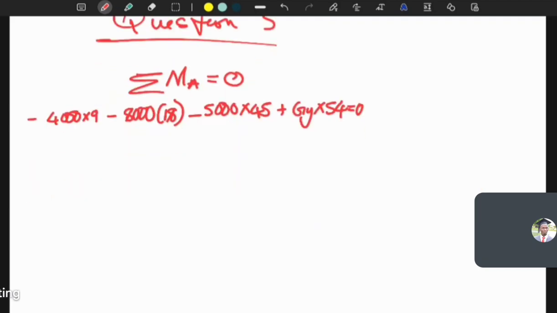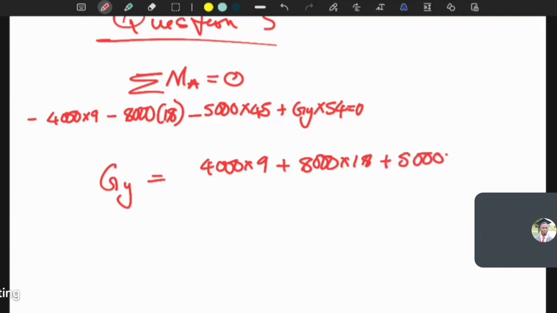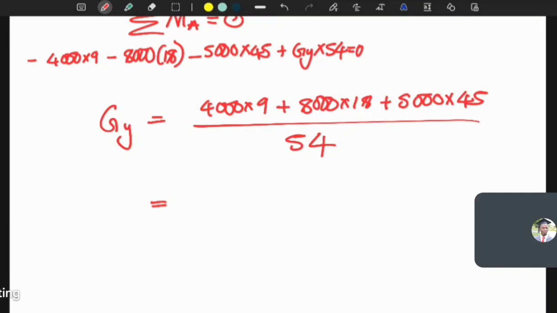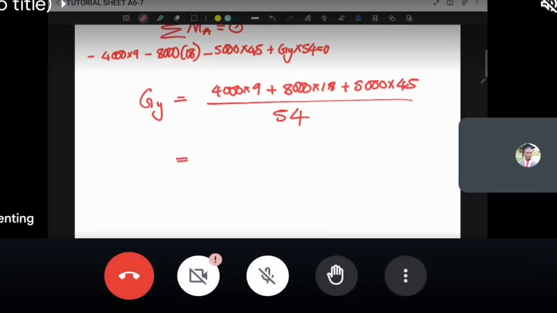Okay, so we're just going to make GY subject. Everything else goes to the right, becomes positive. So this is going to be positive 4,000 by 9, then positive 8,000 by 18, then positive 5,000 by 45, then all this will be divided by 54. So then we do the math to find what GY is.